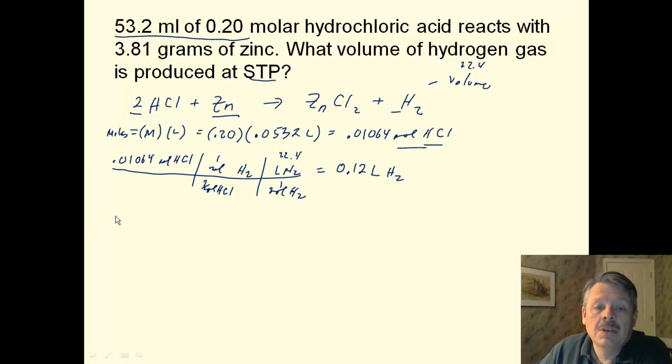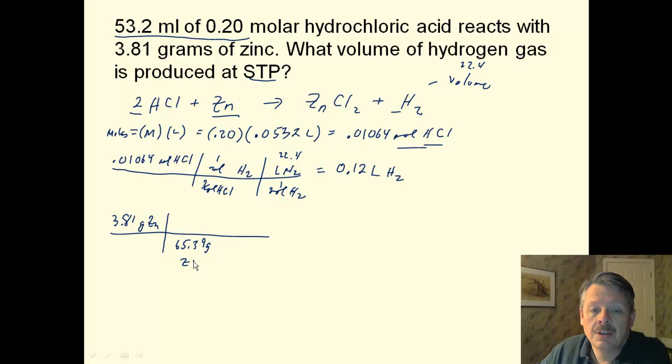But for zinc, we only need to do a stoichiometry problem because it's a solid. So we have 3.81 grams of zinc. And that means we have to divide by the molar mass of zinc, which we can look up on the periodic table, and that's 65.39 grams of zinc in 1 mole of zinc.